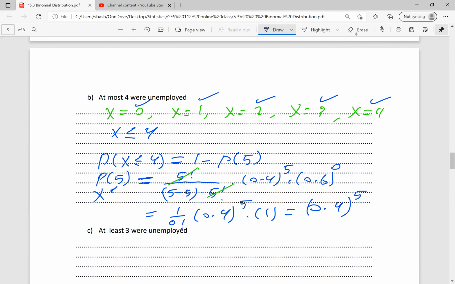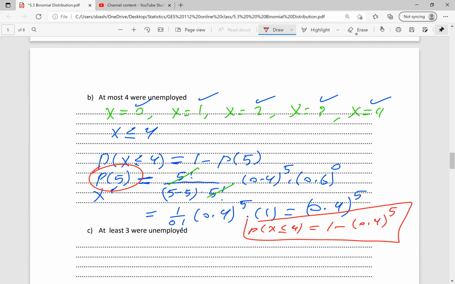So the answer is 0.4 to power 5. This is P5. So P of x less than or equal to 4 equals 1 minus 0.4 to power 5. This will be the answer. P of x less than or equal to 4, or at most 4, equals 1 minus 0.4 to power 5. This can be found easily by the calculator.